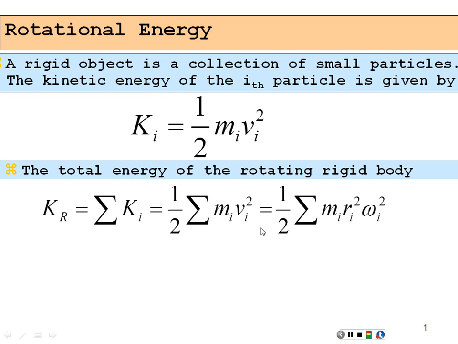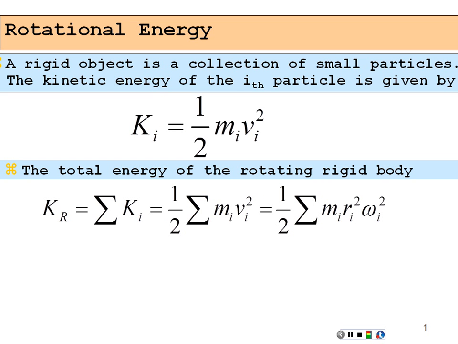But we know for every ith particle that the linear velocity is equal to the angular velocity of the wheel, which is constant for every particle, times the radius to that point where that particle is from the axis of rotation. So we're going to substitute in for this linear velocity r omega, the radius to that point, times the angular velocity of the body, and then we're going to square that because it's velocity squared. Bear with me, we're headed somewhere with this. So we have 1/2 the summation of the ith mass, the distance to that ith mass squared, times the angular velocity of that ith mass squared.